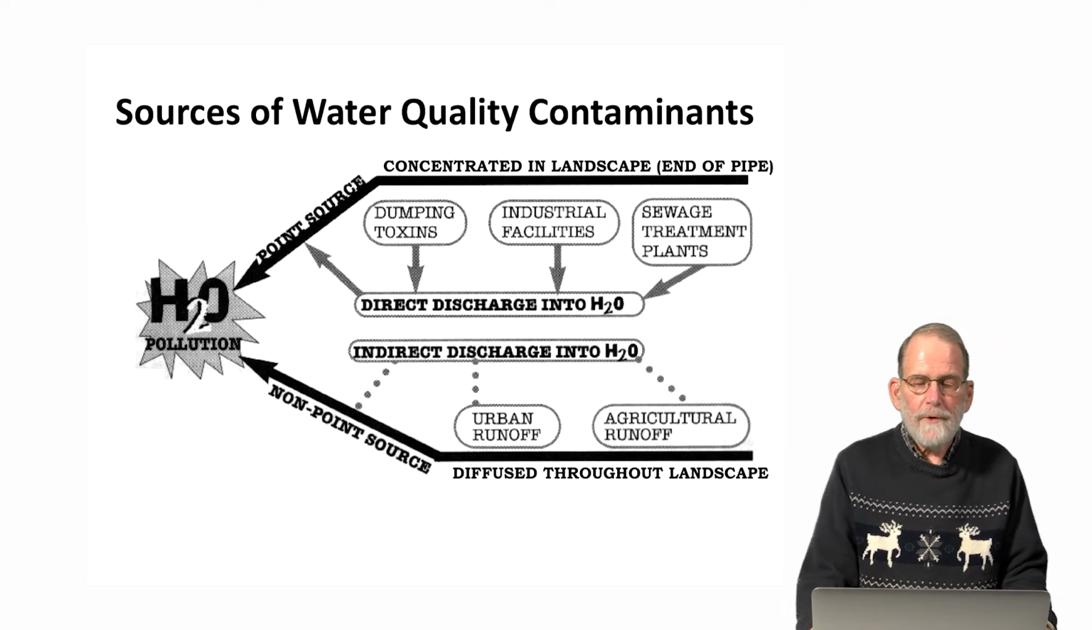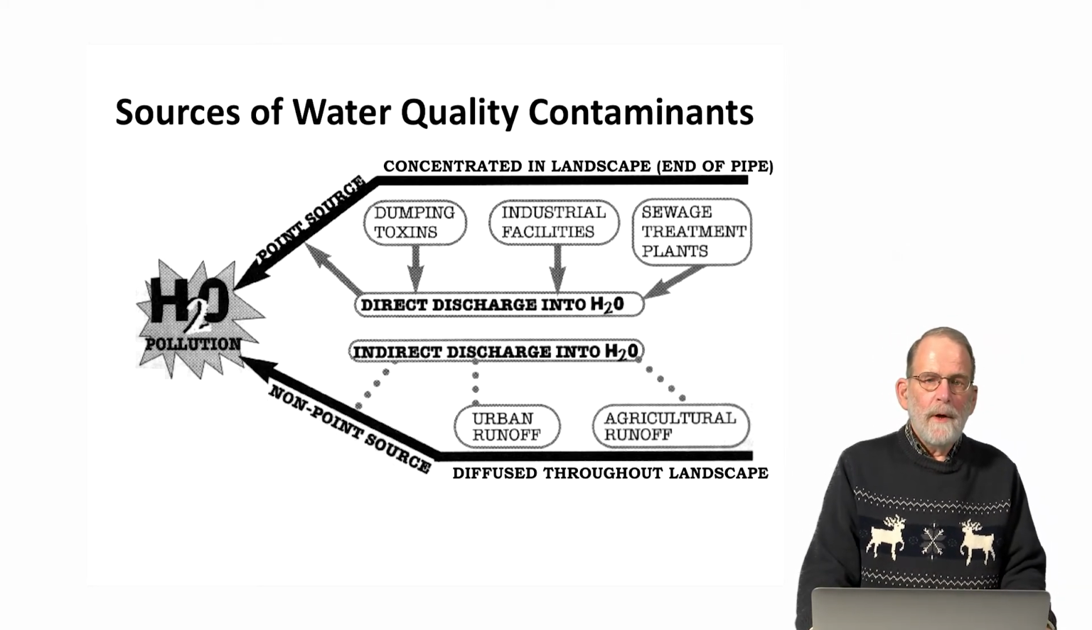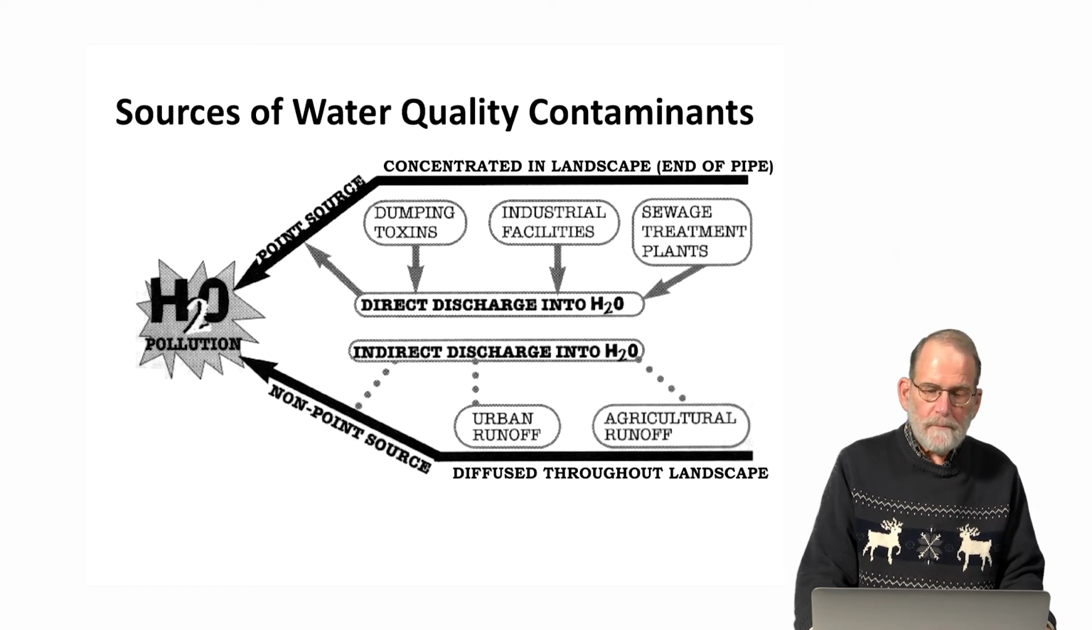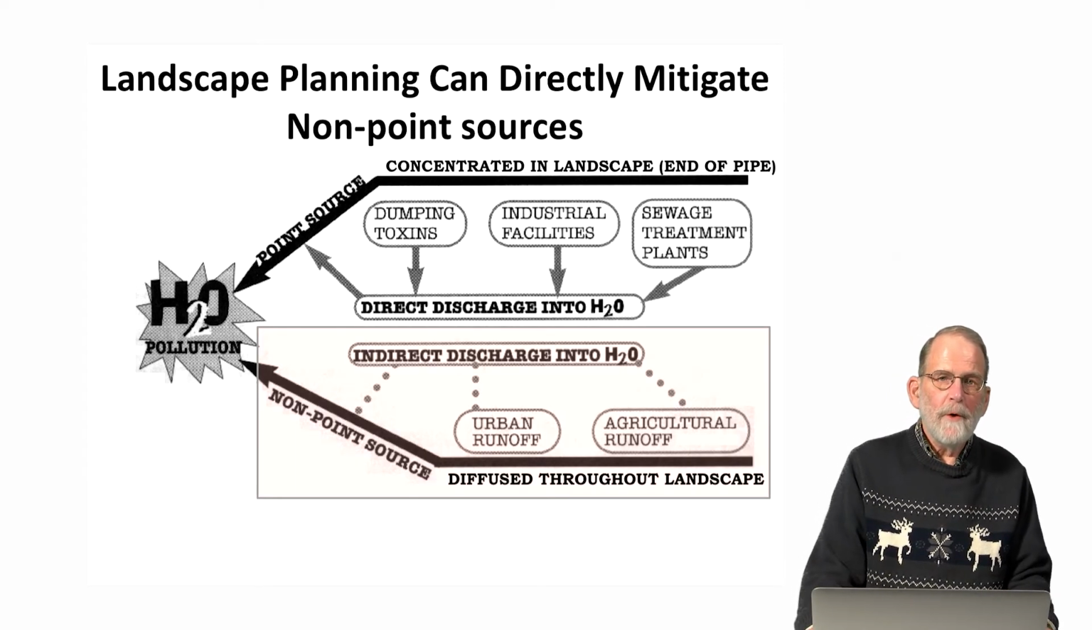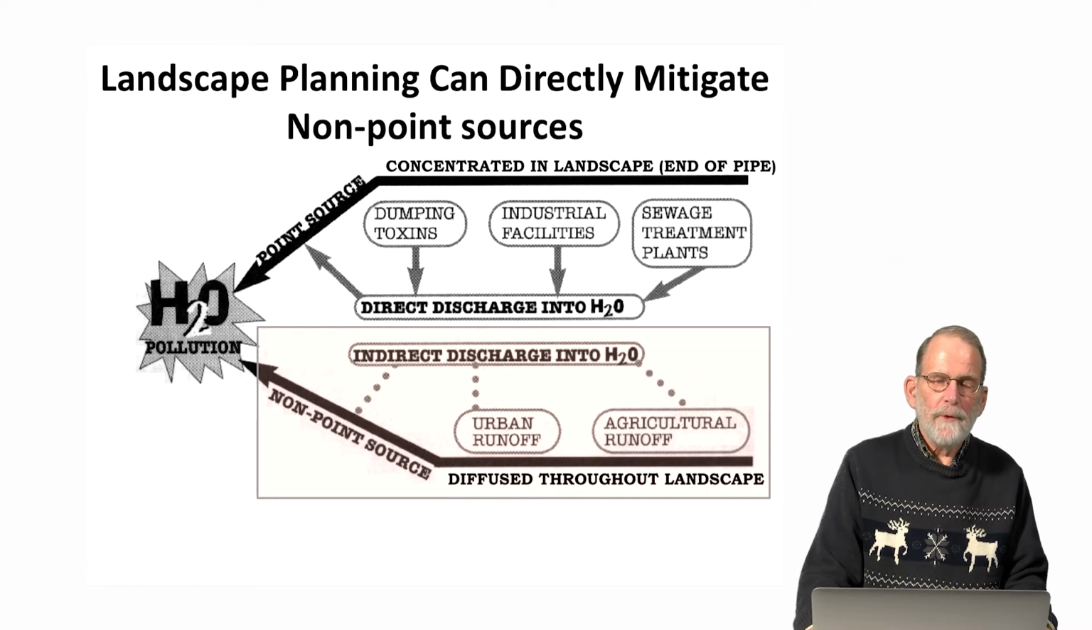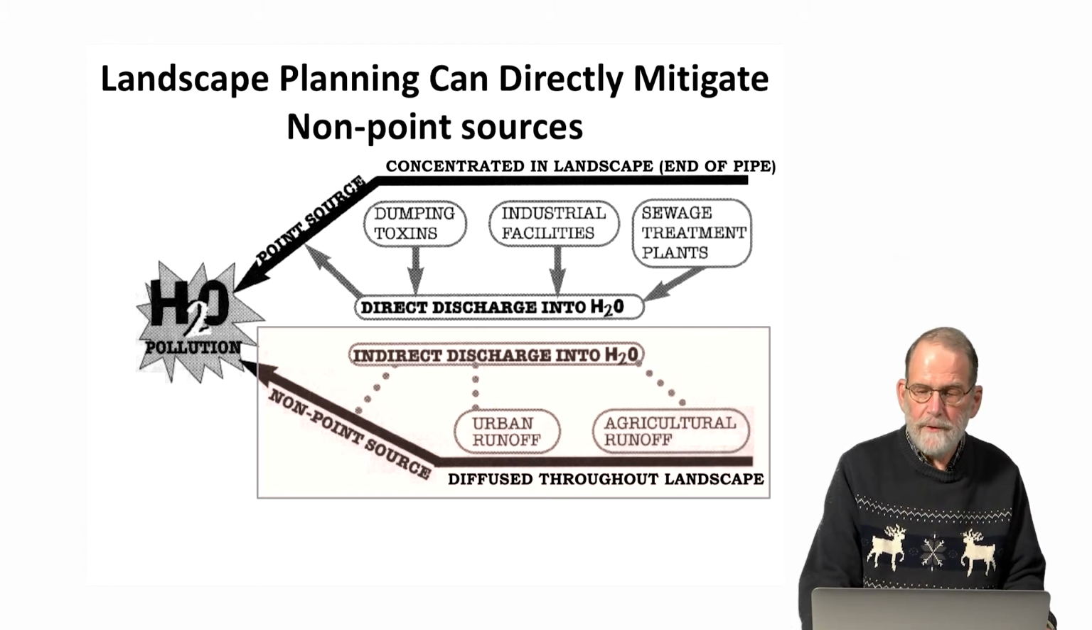Then the second source is called non-point sources. These are sources that are diffused throughout the landscape, and they relate to urban runoff and agricultural runoff. Now, in landscape planning, our principal focus is on mitigating non-point sources. We can do some mitigation of point sources, but our principal benefit is in terms of being able to mitigate the adverse consequences of indirect discharge of contaminants into water bodies.